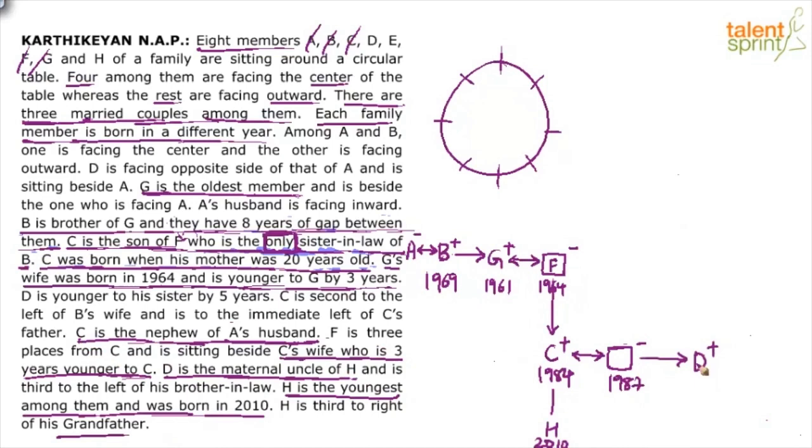So H and D have also come. The only person left out is E. E has to be this person. We are done. I think the family tree is done. A and B is one married couple. G and F is the other married couple. C and D is the other married couple. D is the maternal uncle of H.